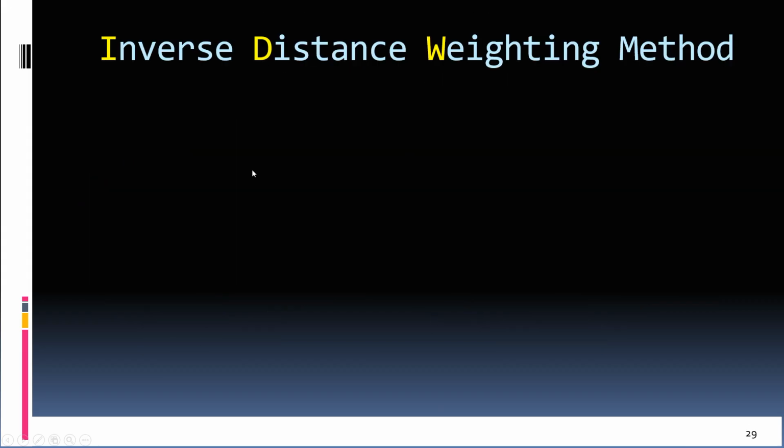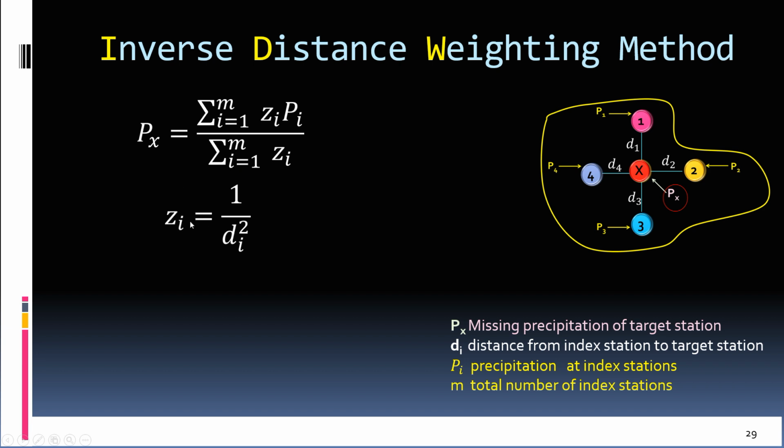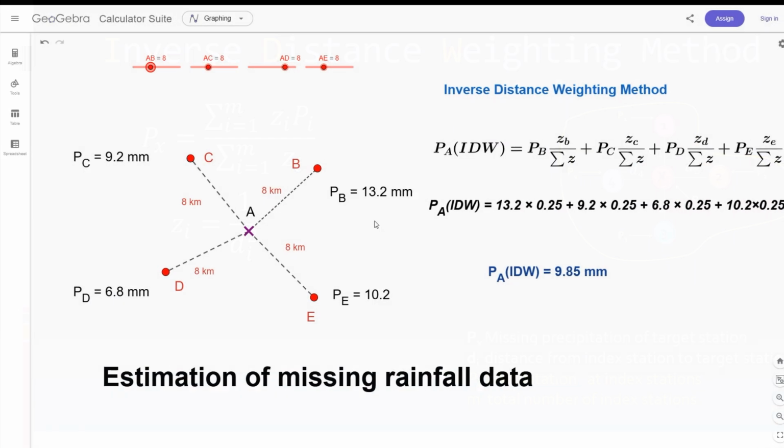First, let's examine inverse distance weighting method. IDW assumes that neighboring stations closer to the target station exert a stronger influence on its rainfall depth. Px is estimated as summation of Zi Pi, where i varies from 1 to m, over summation of Zi, where i varies from 1 to m. The weighting factor Zi for each index station is inversely proportional to the square of its distance di from the target station. Let's go to GeoGebra.